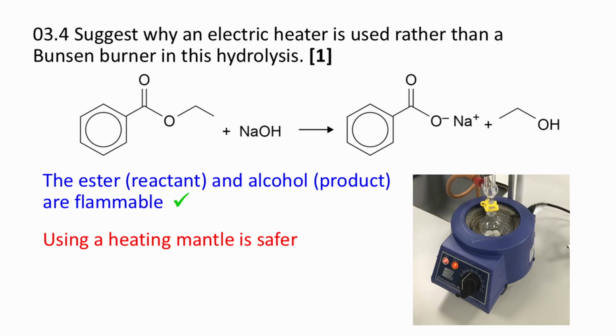Finally, we have to suggest why an electric heater is used rather than a Bunsen burner in this hydrolysis. The ester reactants and alcohol product are flammable. Most organic substances are flammable, so using an electrical heating mantle is the safer choice. An electrical heating mantle is shown in the photograph there on the right. It's the piece of blue electrical apparatus. I would always choose to use this piece of apparatus if available. It's easy to control the temperature and probably easy to set up too.